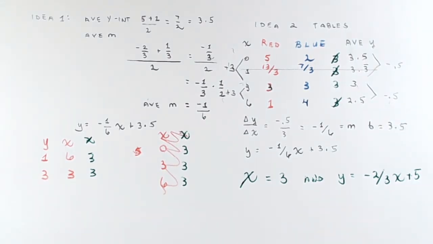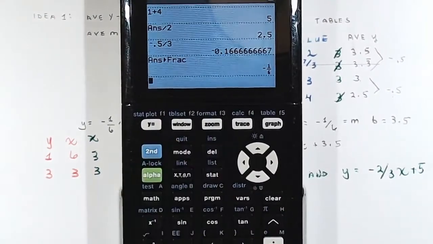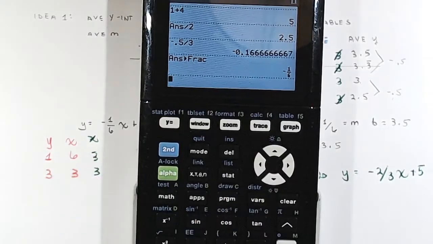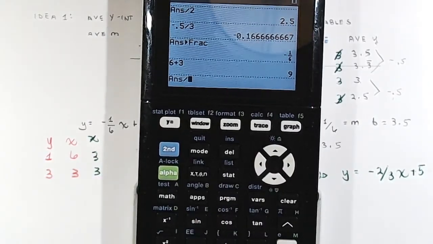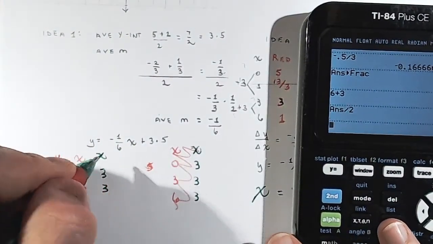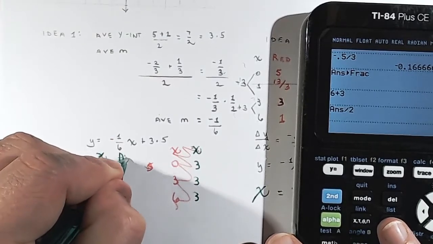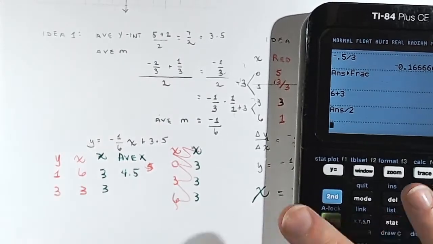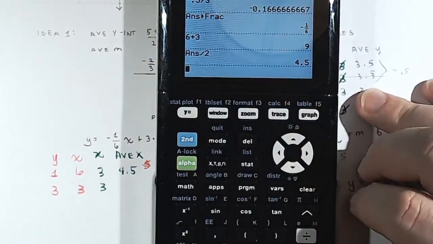I need to compute change in y over change in x. So what am I doing? Do I average the x values now? Let's try it. Let's do this one, 6 plus 3 divided by 2 gives me 4.5. So this is my average x. And then 3 plus 3 divided by 2 would just be 3.